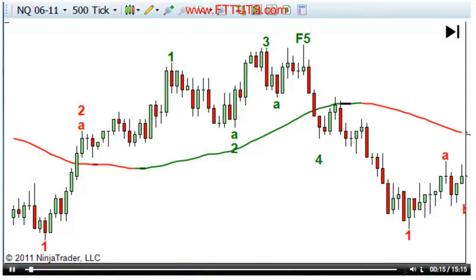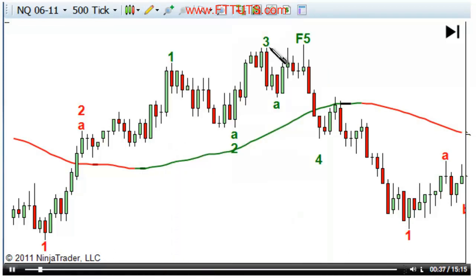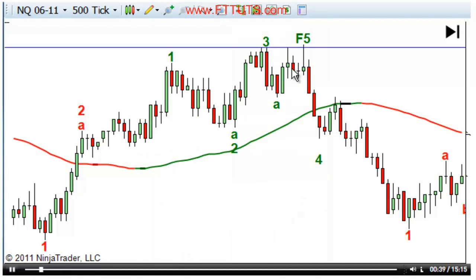Exits and targets. So first we'll take the traditional approach. The traditional approach is a geometric approach. So here we have a double top on the NQ. Now we're looking at a 500 tick chart here, the NASDAQ. So let's draw in our lines. There we go. So here's our double top, and it pierces it.